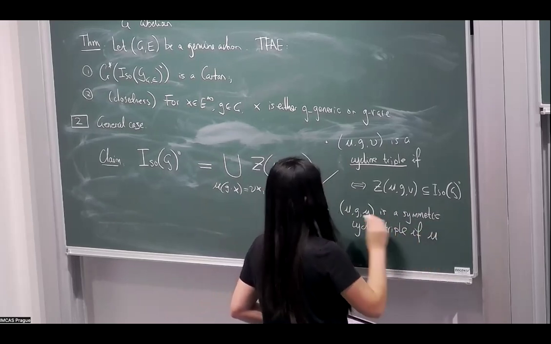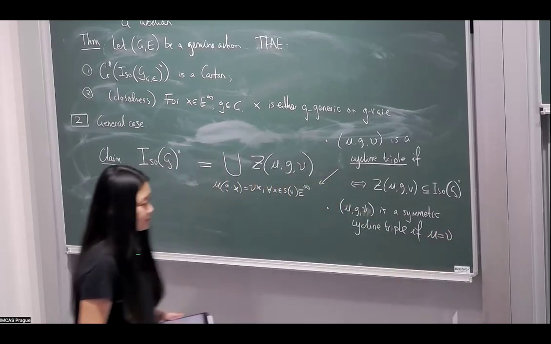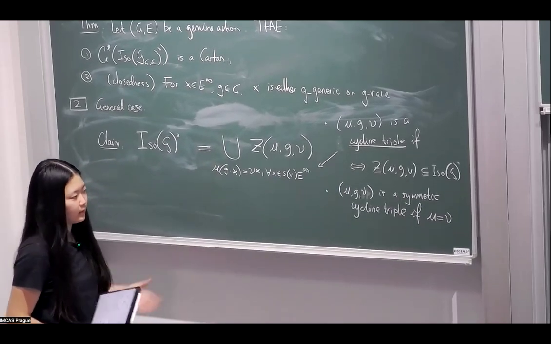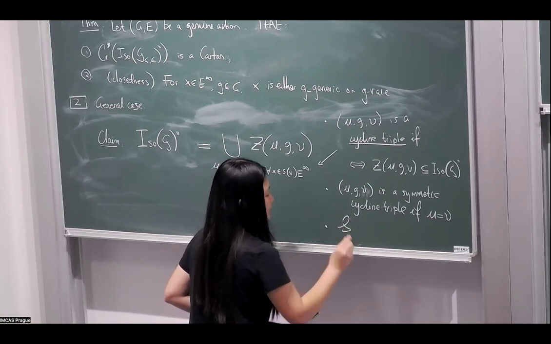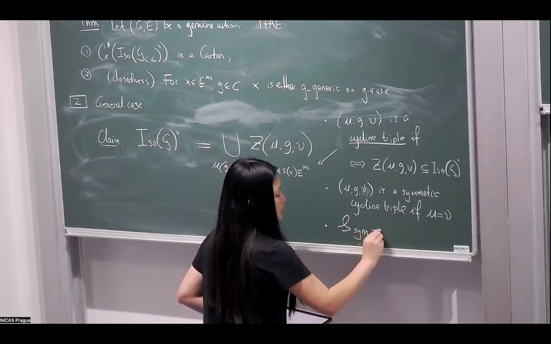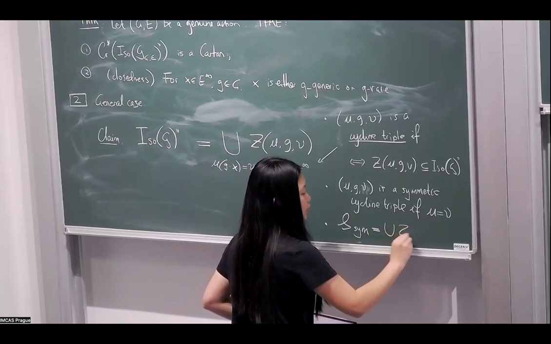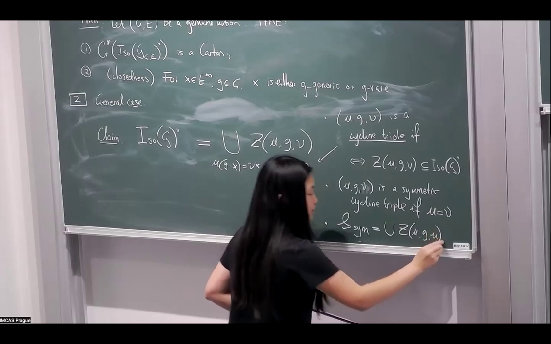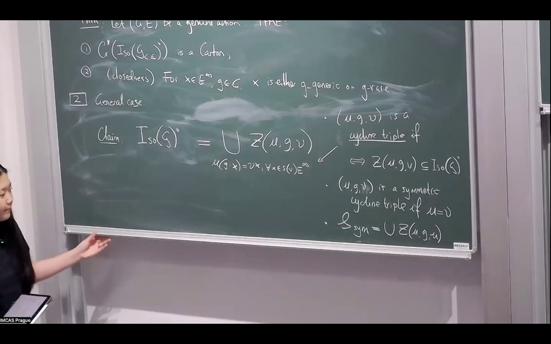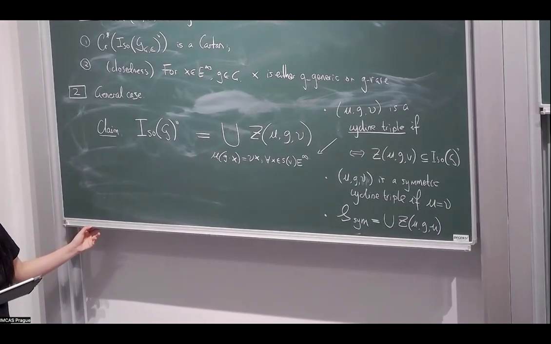if mu g is equal to mu. And thirdly, I'll take S_sim to be the subset of the interior of the isotropy which is the union of all those cylinder sets coming from symmetric cycling triples. But for now, this S_sim is only a subset of the interior of the isotropy.